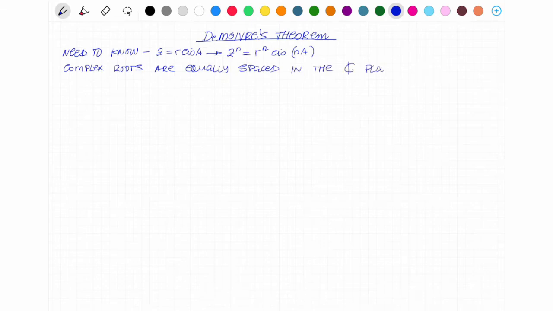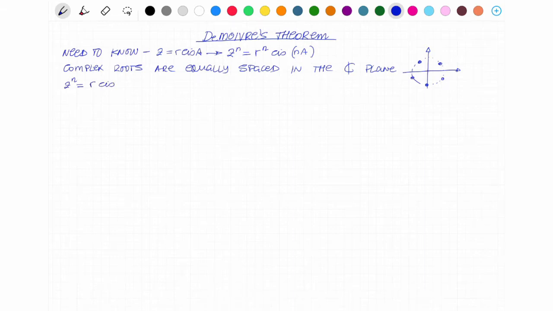So they are points, better said, within a circumference, equally spaced in the complex plane. Now, the use of this, the actual beauty of that, is that if this is true in one way, it's true in another.